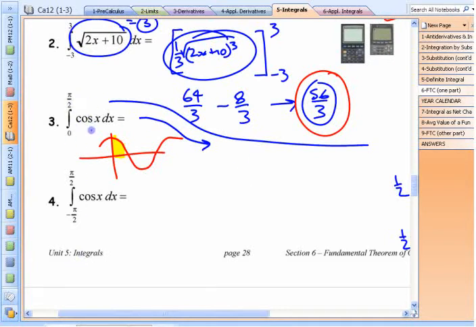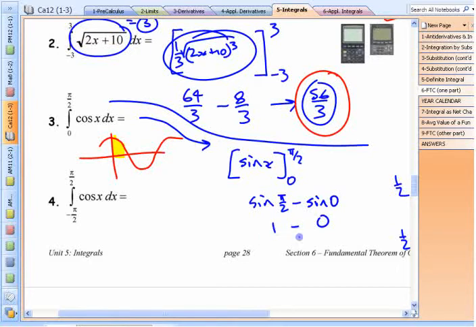So what's an antiderivative for cosine? Sine, right? So you could do sine x evaluated for pi over 2 and take away that evaluated for 0. So if you do sine of pi over 2 minus sine of 0, sine of 0 is 0. Sine of pi over 2 is 1. 1 minus 0 is 1. This area underneath here is 1.